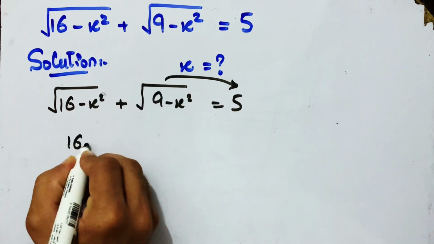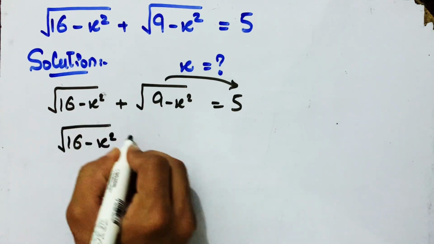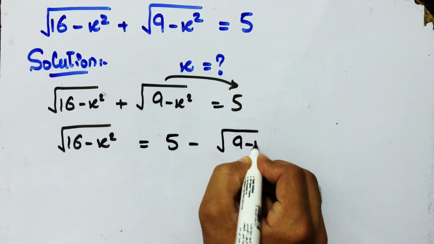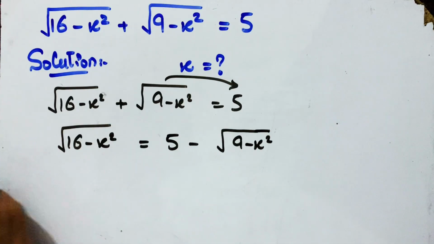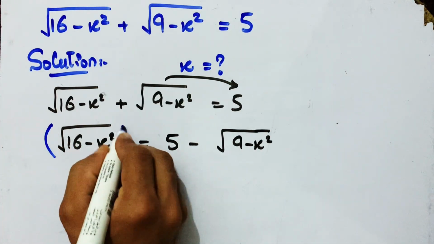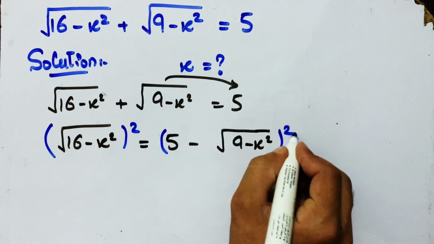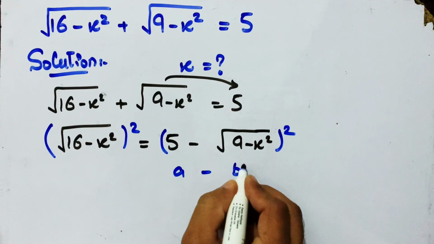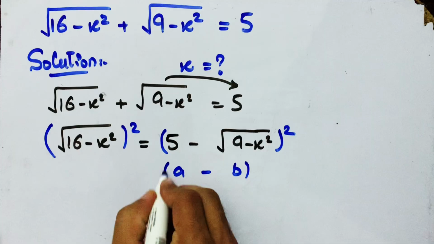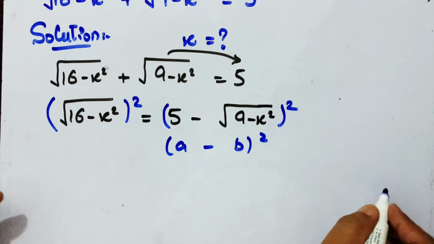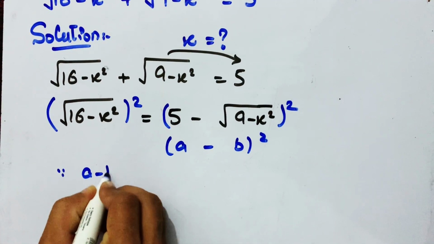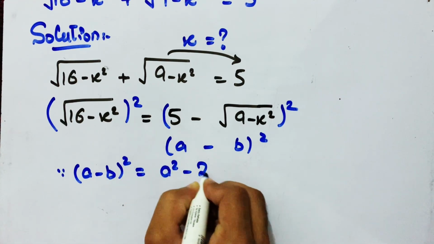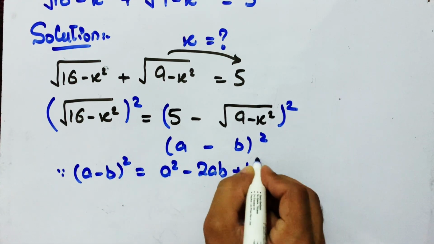So the equation will be the square root of 16 minus x square is equal to 5 minus the square root of 9 minus x square. If I am squaring both sides, this is the a minus b whole square formula. So I wrote the a minus b whole square formula, that is equal to a square minus 2ab plus b square.